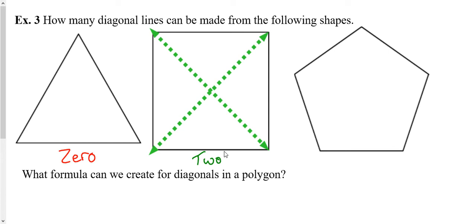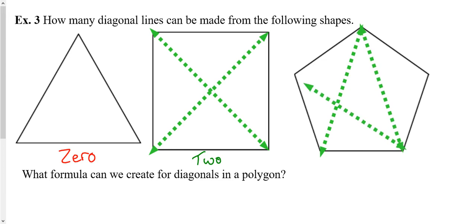In a pentagon, let's see how many diagonal lines we have. Just pick a corner and start drawing it out. So you have 1 there, 2, 3, 4, 5. So in this case, 5 diagonal lines. The question is, what formula can we create to figure out the diagonals in a polygon?